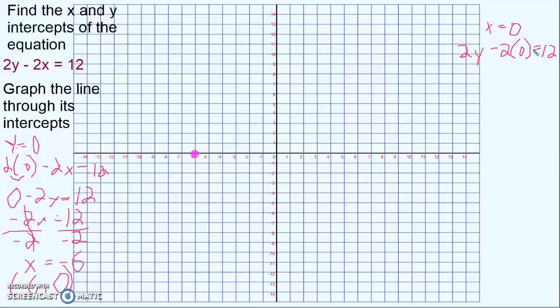We're going to start with this 2 times 0, which gets us 0. So we have 2y minus 0 is equal to 12. Anything minus 0 is going to be itself as well, so we just have 2y is equal to 12. Now we need to solve for this y. We see that we have a 2 next to the y, which means we're doing 2 times y, and we need to undo what has been done to that y.